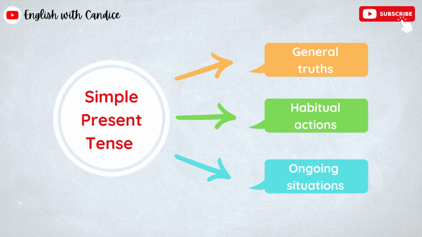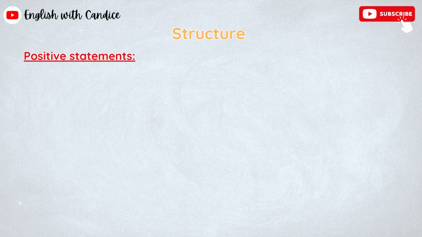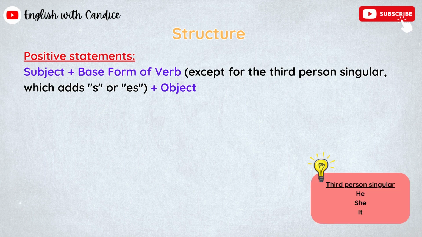In the simple present tense, the verb remains in its base form for all subjects except for the third person singular, where s or es is added to the verb. To ensure correct grammar, it's important to note sentence structure. Let's look at positive statement sentence structure. To form a positive statement, we need to place the subject first, then the base form of the verb, followed by the object. Now I'm going to show you some examples.